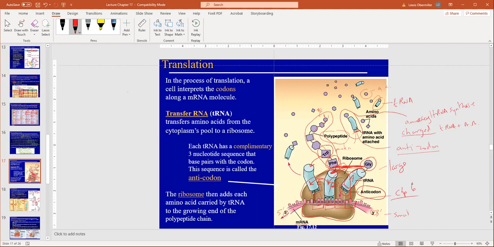This is going to be 3 prime. This is going to be 5 prime. So that's going to pair with GGC. C pairs with G. G pairs with C. Who's the one that figured that out? It's Chargaff.